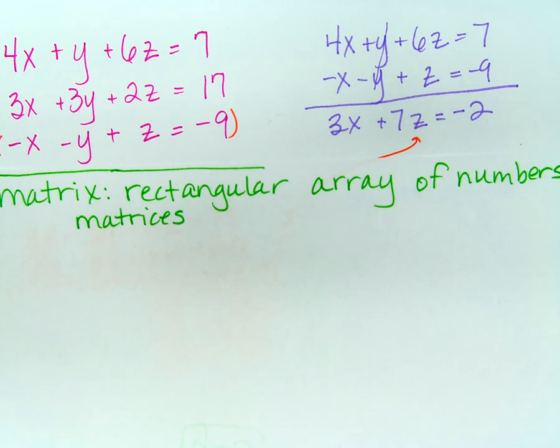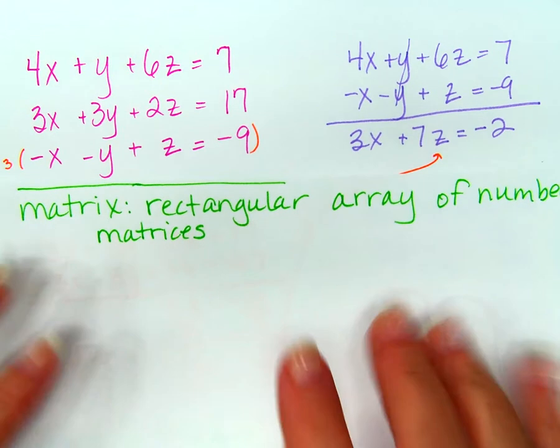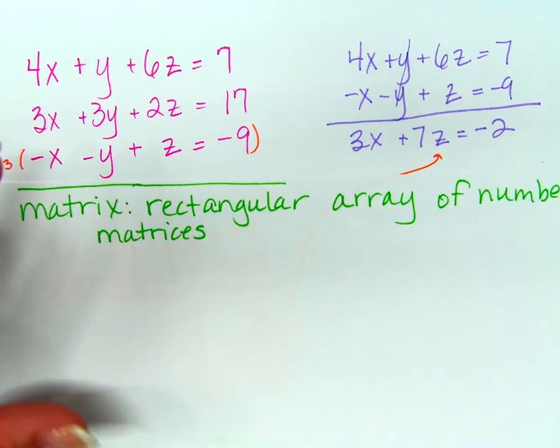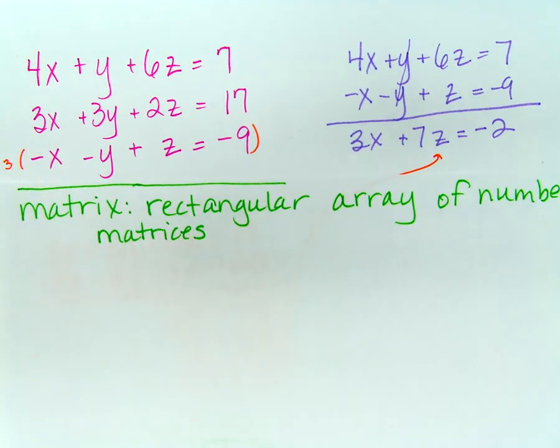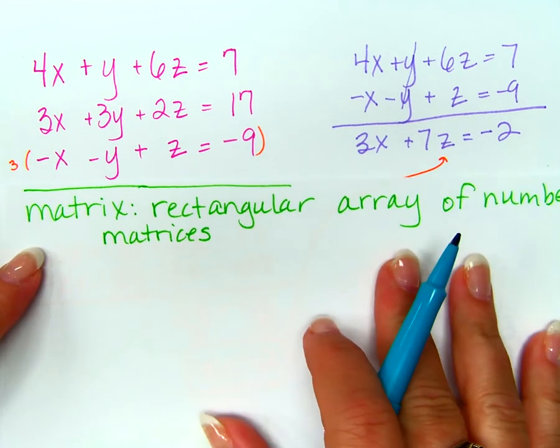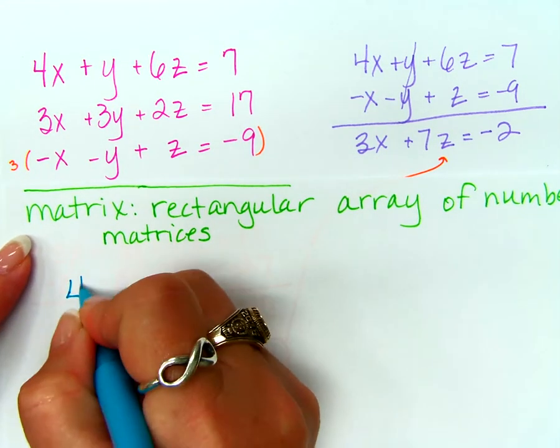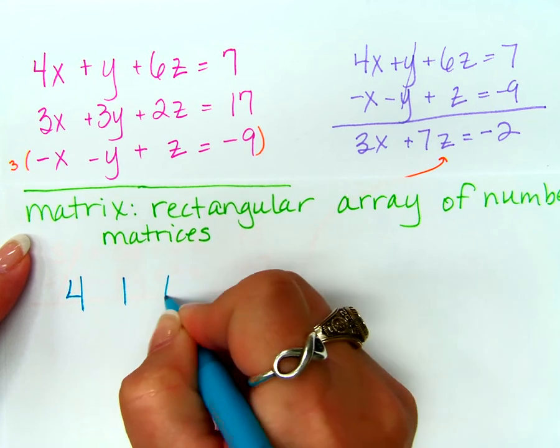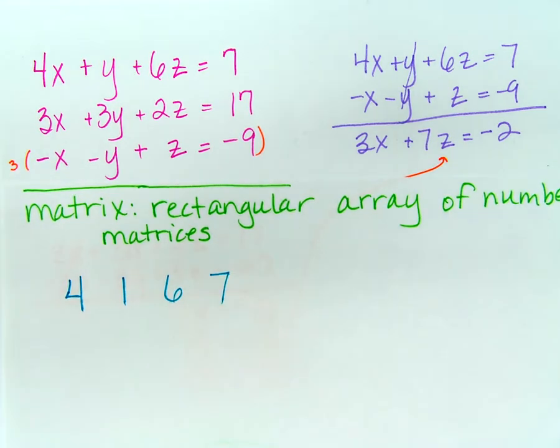Okay? Matrices. So I can actually create a matrix from this system of equations. I'm going to create it, and I want you to tell me how I created it. Here is the first line of the matrix: 4, 1, 6, 7. Where did that come from? The first equation. What did I write down in the first equation? Just the numbers, right? Just the coefficients.